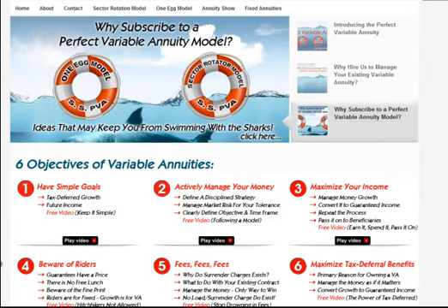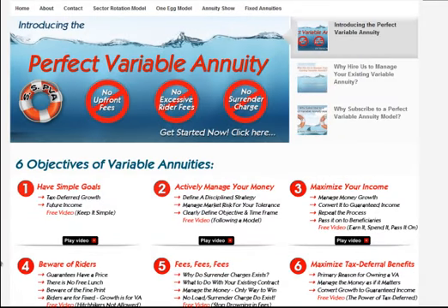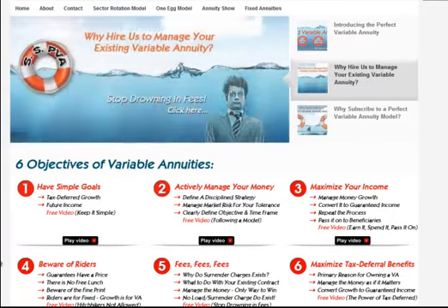So the key here, objective number 4, beware of riders. Don't allow hitchhikers on your variable annuity. Get them off of it, get out of it, do something, but don't keep them. So objective number 4, pay very close attention, and thanks for tuning in to the Perfect Variable Annuity.